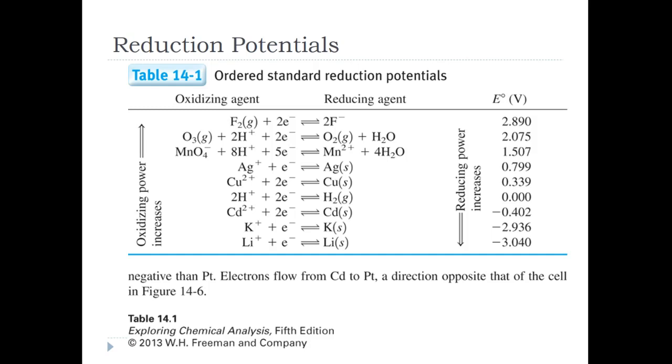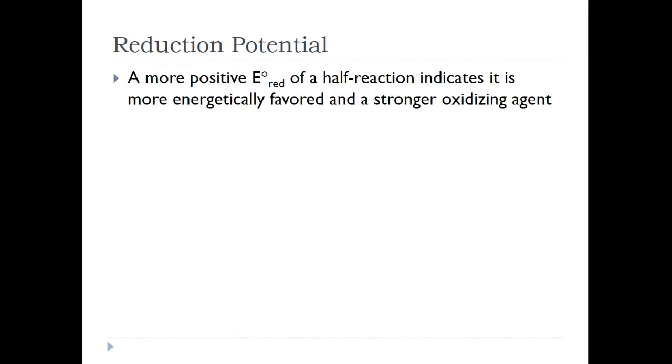They wrote these tables in terms of reduction, because if they wrote it for oxidation, all we would do is flip the reactants and the products and change the sign on the number. So it was really not necessary. You just need to remember that the more positive the value in reduction potential, the stronger the oxidizing agent, the more it wants to be reduced. The more negative the value, the stronger the reducing agent, which means the more it wants to be oxidized.